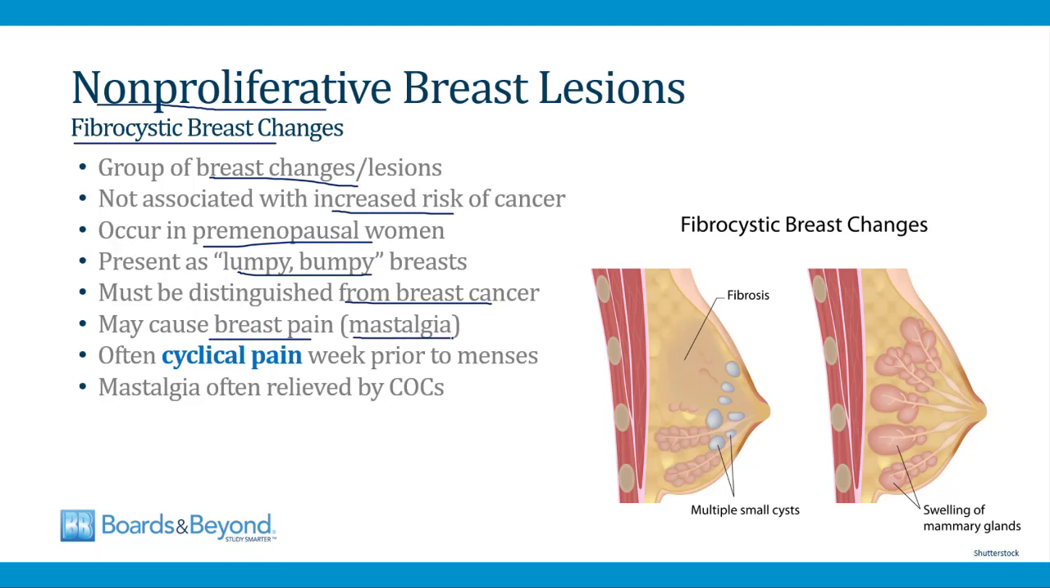This is called mastalgia, and often the pain is cyclical and it gets worse the week or so prior to menses. And when women have mastalgia from fibrocystic breast changes, this is often improved by combined oral contraceptive pills. And so one of the many benefits of using these pills for contraception is that they can improve mastalgia.